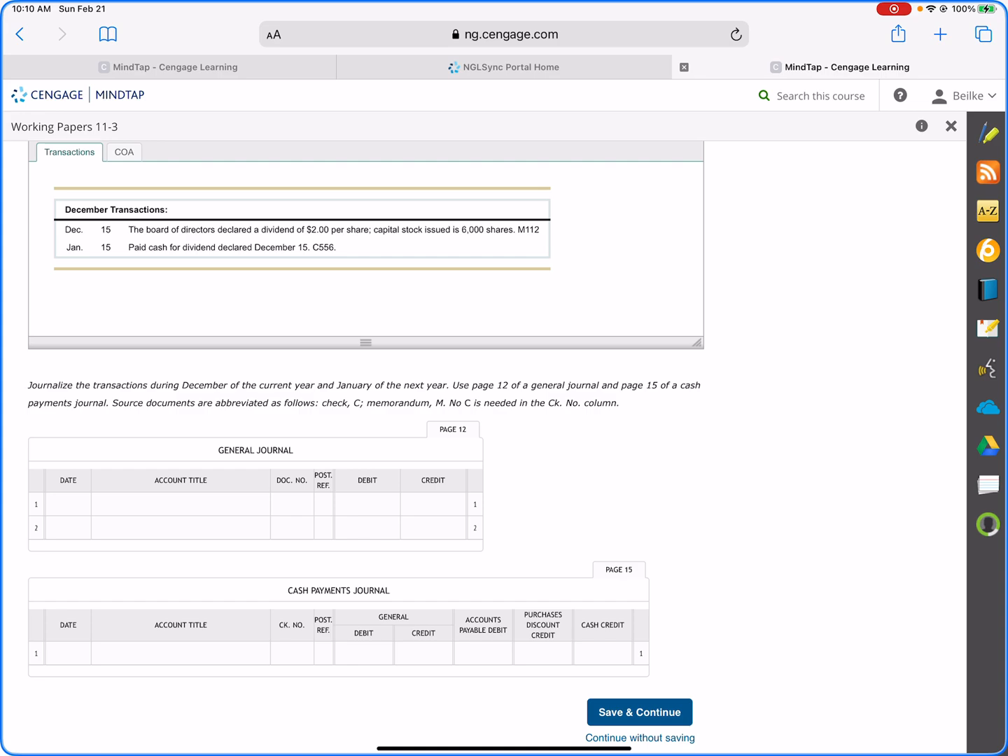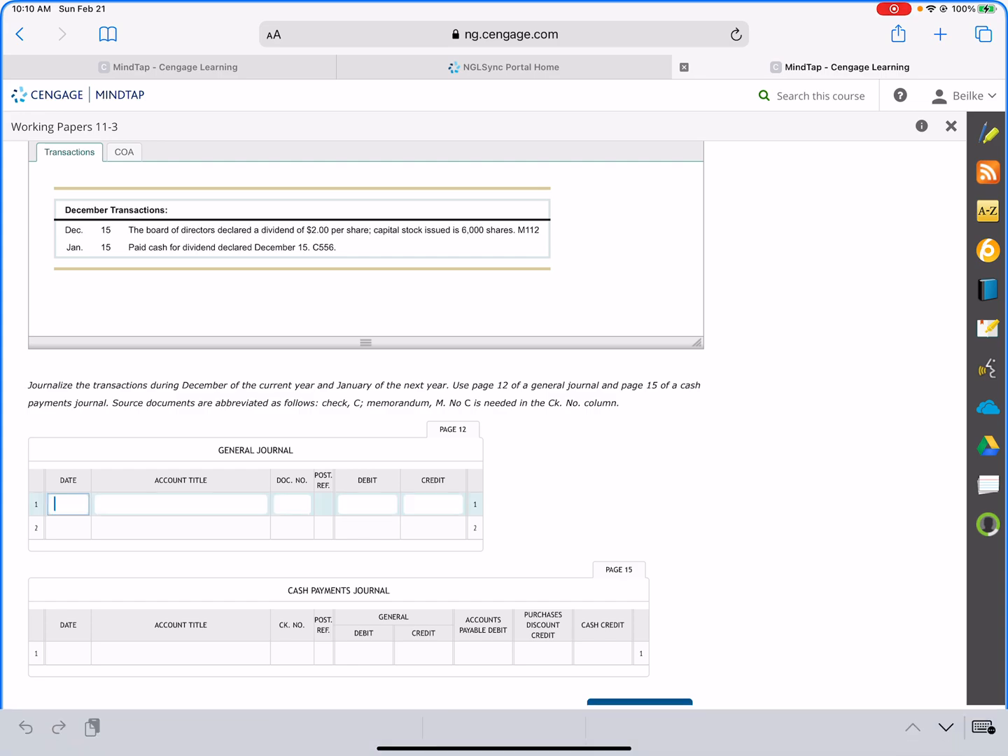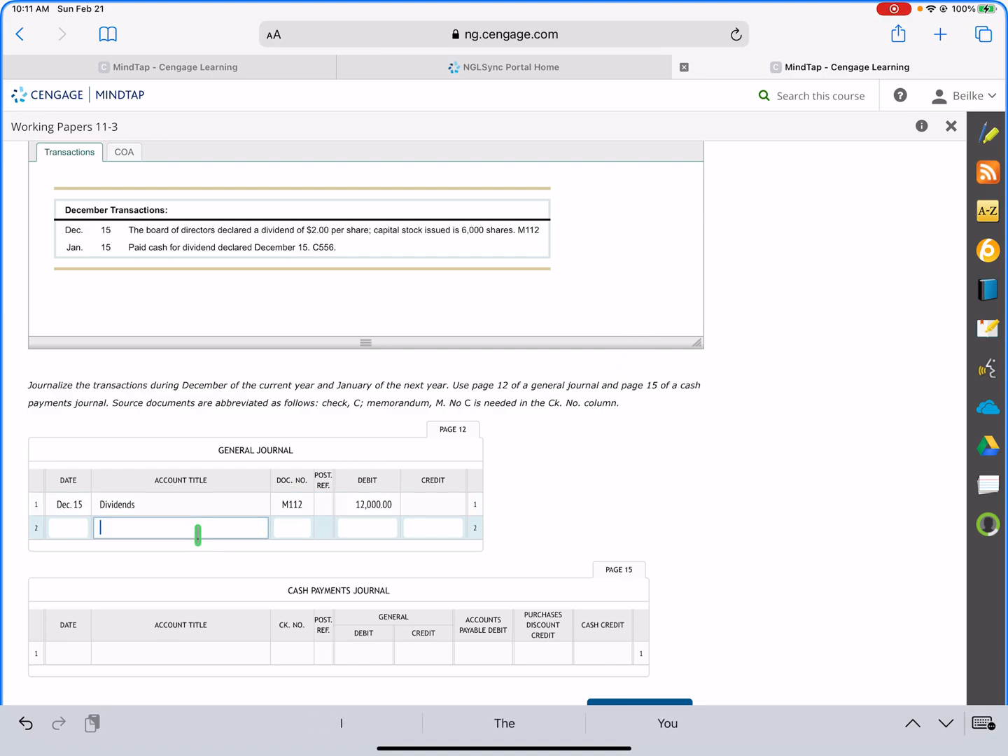Okay, so our first transaction on December 15th will go in our general journal, because when they declare dividends, there's no cash payments, no cash receiving, no sale, no purchase, so it goes into our general journal. The date is December 15th. Document number is Memorandum 112. The amount of our debit is going to be $12,000, and this debit is going to go to dividends.